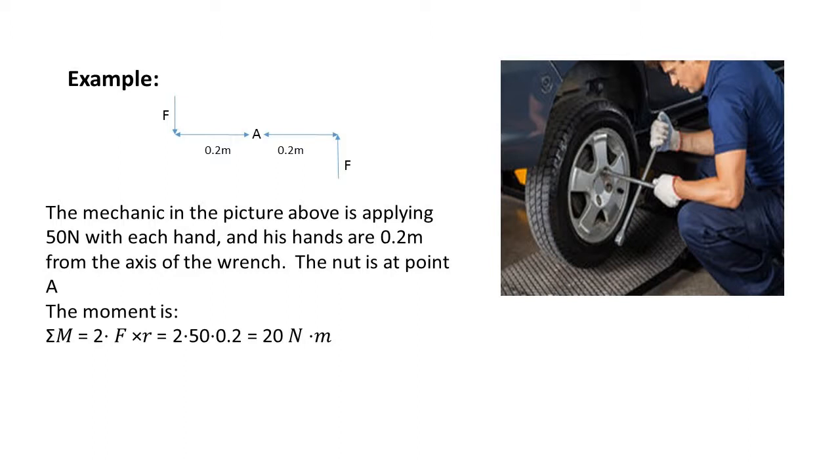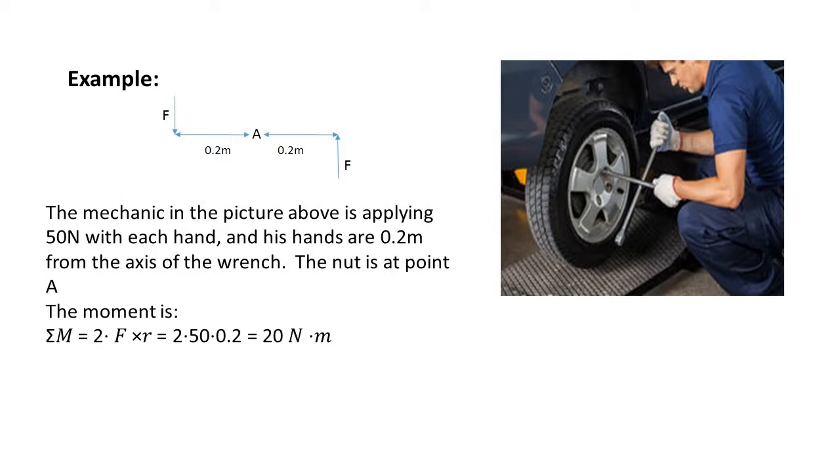Therefore, the moment is M equals 2F times r. Now, why 2? Because we have two forces, and each force is at the 0.2 meter distance from the center of the rotation. Therefore, we multiply by 2. So it's twice the force, which is 50 Newton, times twice the distance, which is 0.2 meters. And therefore, the answer is 20 Newton meter.